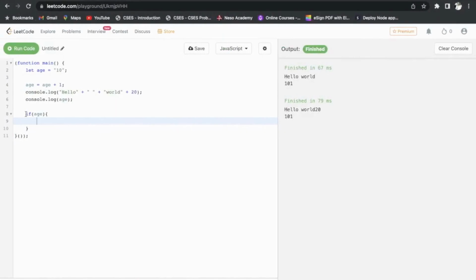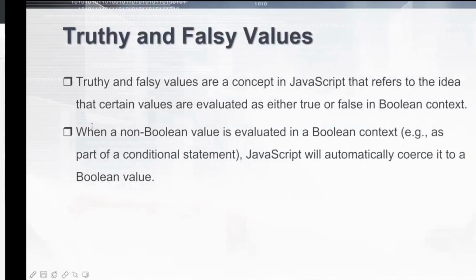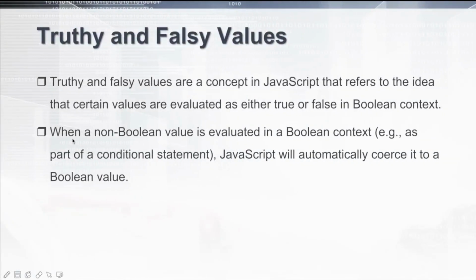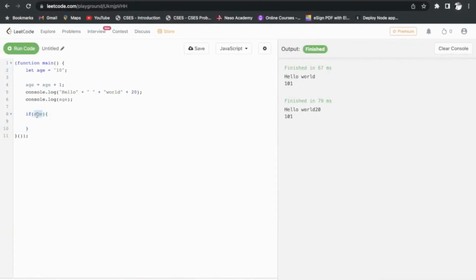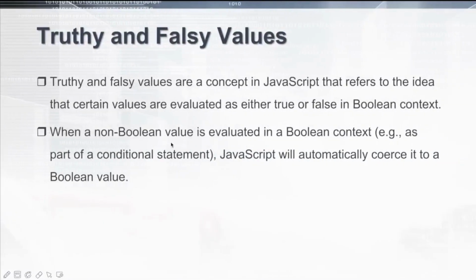So this is an example. We started looking at this in our previous video. This is going to be evaluated to either true or false, so we are going to look more into this to see how this happens. When a non-Boolean value is evaluated in a Boolean context, as part of a conditional statement, so conditional statements, like we've mentioned, evaluate to true or false. They are always in Boolean context.